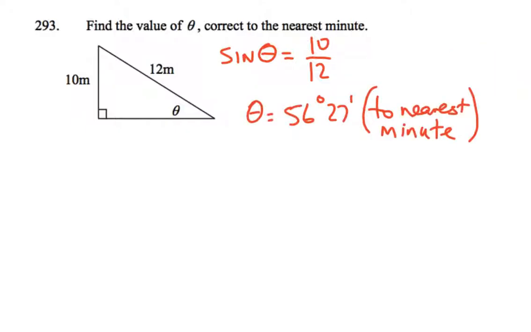And that'll get us 56 degrees 27 minutes. We might get a decimal from one of the displays. So if you press shift sine 10 over 12 equals, you might have to press the degrees, minutes and seconds button to get it into that degrees, minutes and seconds language, and we might have to round that off to get to the nearest minute. It might have been more than 30 seconds there that gets rounded off.